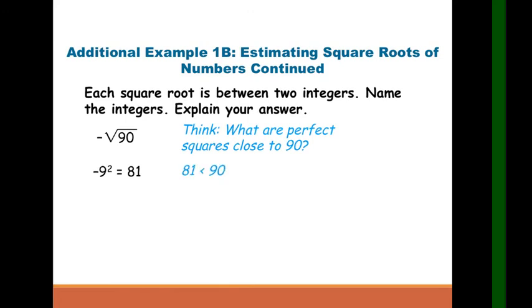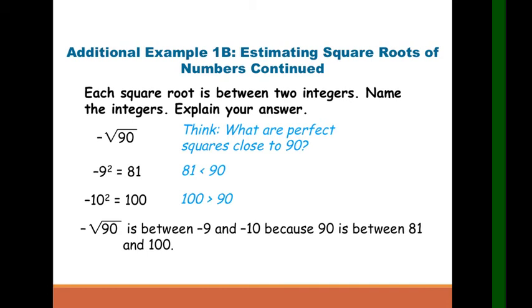Ang una kong naisip ay negative 9 squared. Kasi, ang negative 9 squared ay equal to 81. Tama? At 81 is less than 90. Negative 9 times negative 9 is positive 81. Ang next thing na naiisip ko is negative 10 squared equals 100. Kasi after nga naman ng 9 is 10. So, we have 100 greater than 90.